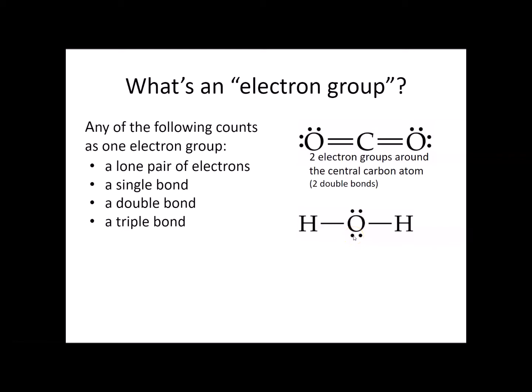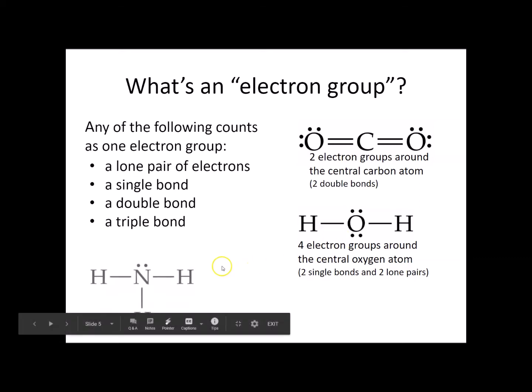Every one of those counts as 1 electron group. A single bond counts as 1 electron group. A lone pair of electrons counts as 1 electron group. So altogether we have 4 electron groups around the central oxygen atom: 2 single bonds and 2 lone pairs.